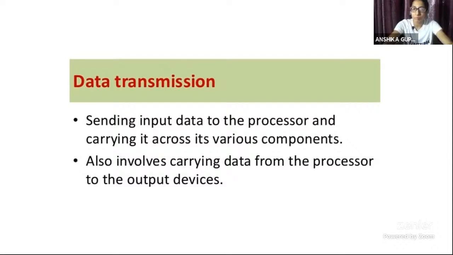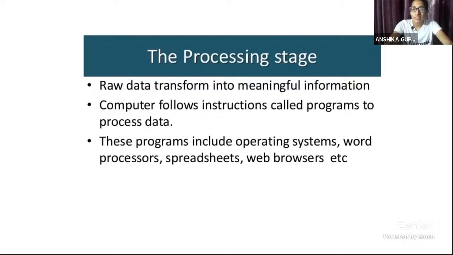Suppose I have connected my mouse to my CPU. Whatever function I operate with my hand on the mouse will obviously go to the computer and be recognized, so the computer knows what the output should be. Now it comes to the processing stage. There is the input stage, processing stage, and output stage.